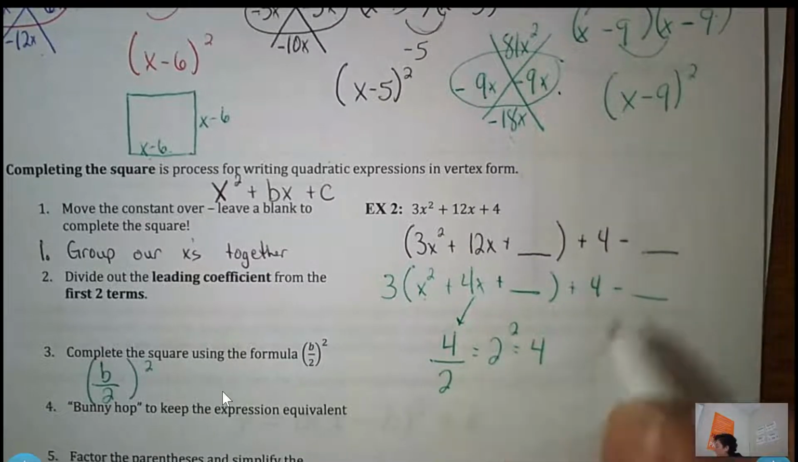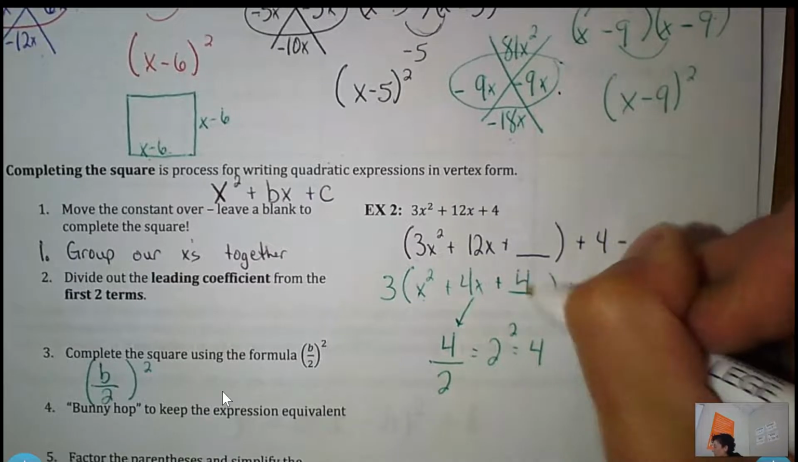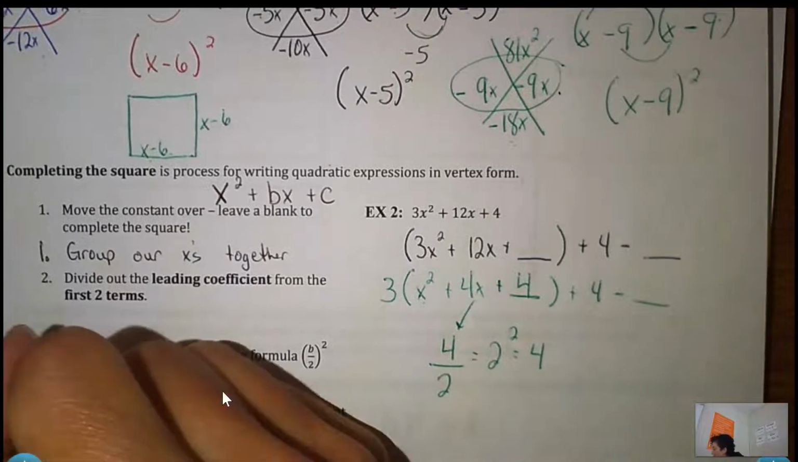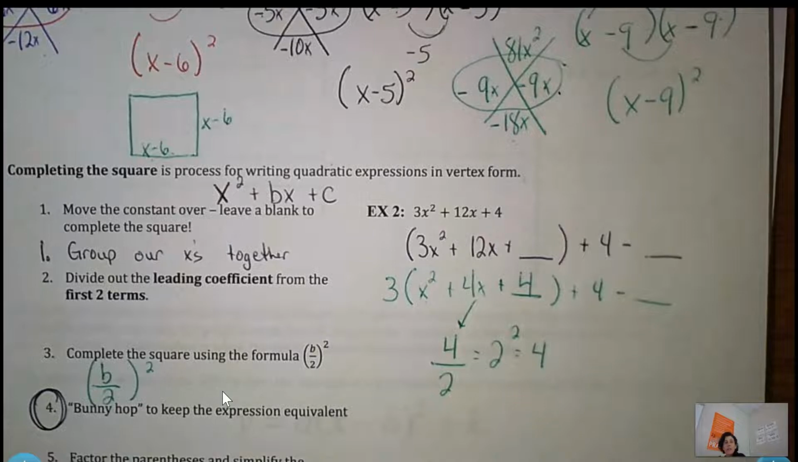This is the number I'm about to put in the blank. So I'm putting a 4 there. So if I've just added 4, that means I have to take away 4 really quick. This is the most important step. You have to bunny hop to keep the expression equivalent.